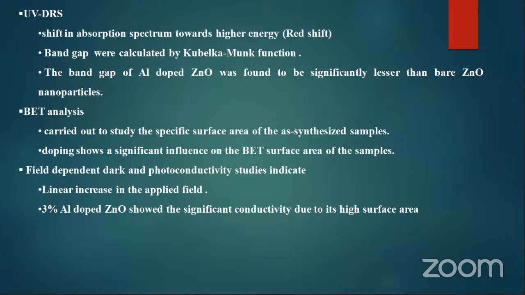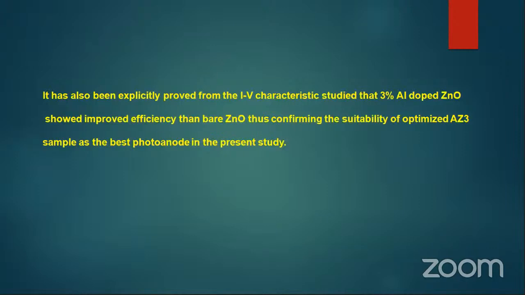The field-dependent dark and photoconductivity studies indicate that there is a linear increase in the current according to the applied field. Among the doped samples, 3% doped showed significant conductivity, it may be due to its high surface area. And it has been explicitly proved from the IV characteristics that 3% showed improved efficiency, so the optimization is Z3, that is the 3% doped sample.